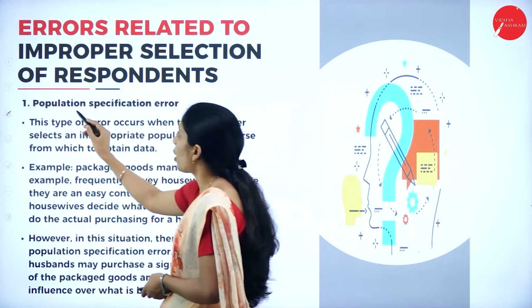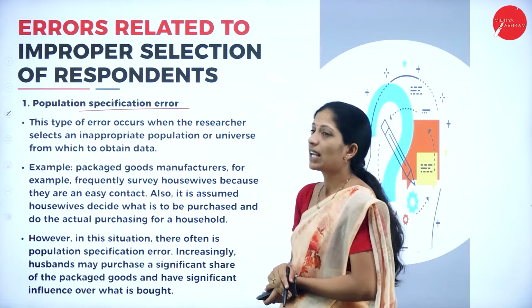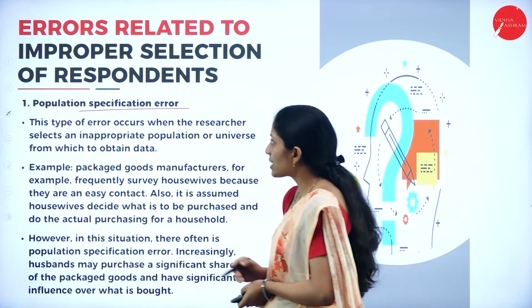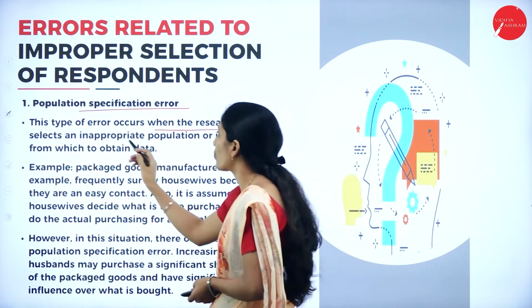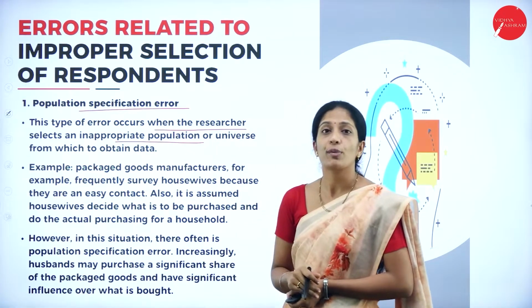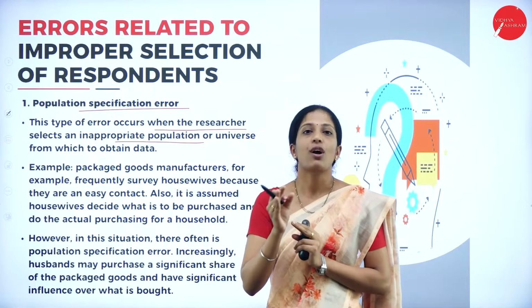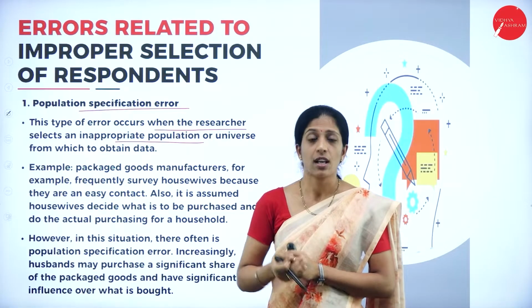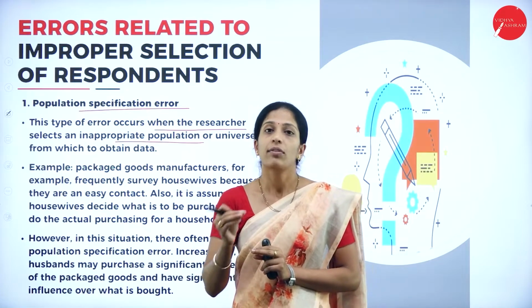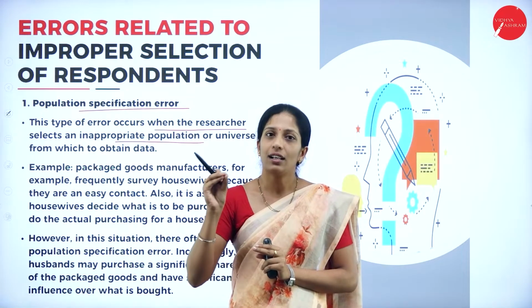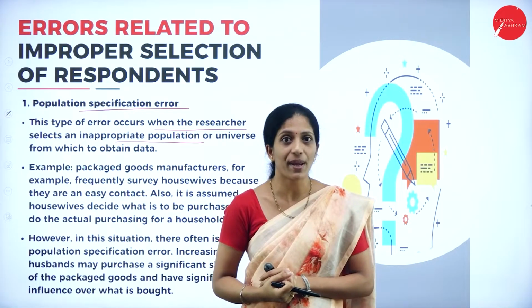So the first one is population specification error. What do I mean by population specification error? This type of error occurs when the researcher selects an inappropriate population. What do you mean by inappropriate population? That is the population which is not related to his particular subject. Suppose the researcher wants to collect information from the students, then he has to select the population as students only. So he cannot collect from their parents, correct?